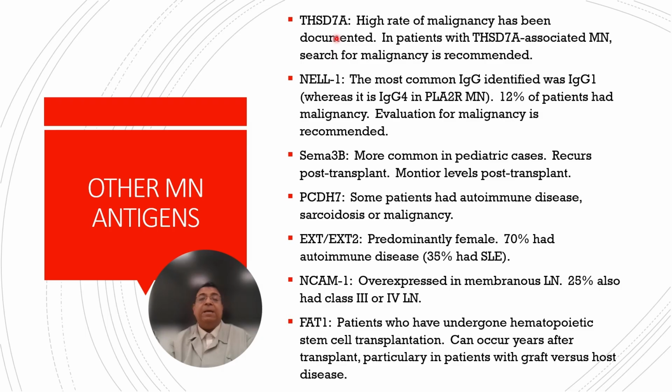THSD7A was the second antigen that was found as a cause of membranous nephropathy, but subsequently many other antigens have been found, including NELL1, SEMA3B, PCDH7, EXT1/EXT2, NCAM1, and FAT1. THSD7A is associated with a high rate of malignancy, and a search for malignancy is recommended.